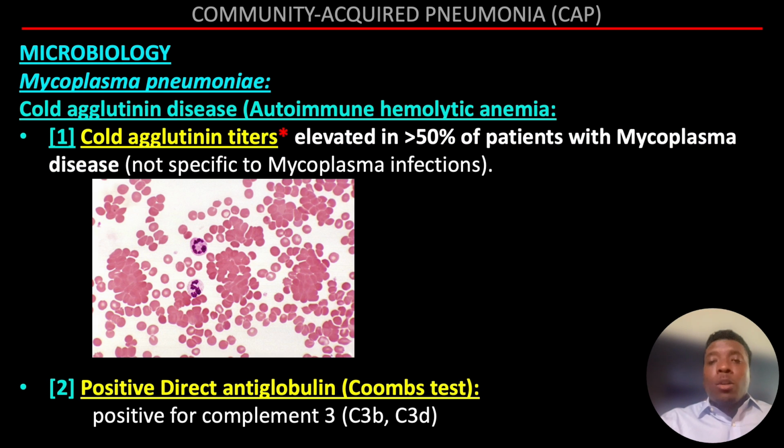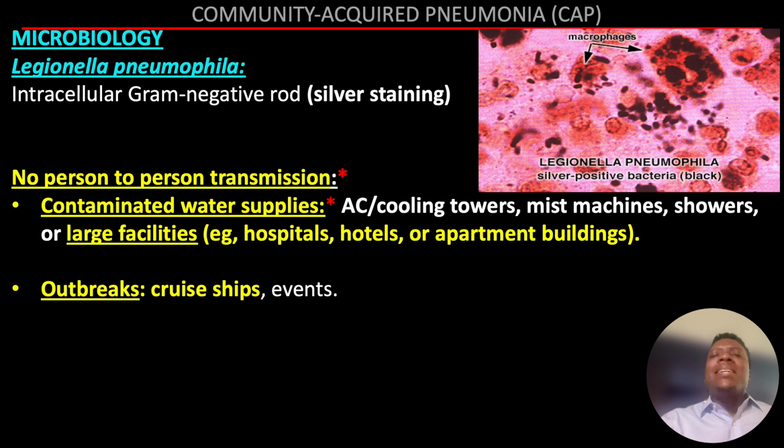Now, fun fact about mycoplasma pneumonia is that it can cause cold agglutinin disease, a type of autoimmune hemolytic anemia. So, for example, about 50% of people that are infected with mycoplasma can develop cold agglutinin titers and a positive Coombs test specifically for complement, especially complement C3b and complement C3d. So if you see someone that has a positive cold agglutinin disease, you may be suspicious that mycoplasma could be a cause of this. Some common causes of cold agglutinin disease, I call them for IgM, are mycoplasma and mononucleosis like Epstein-Barr virus.